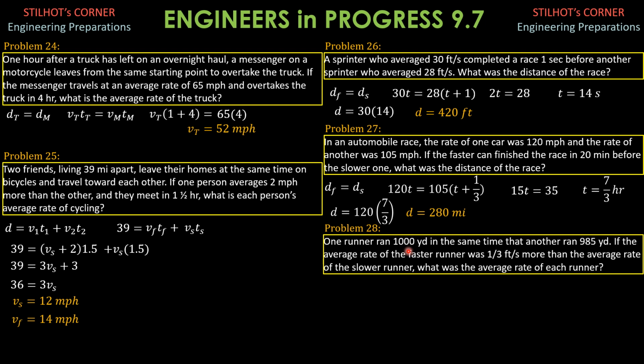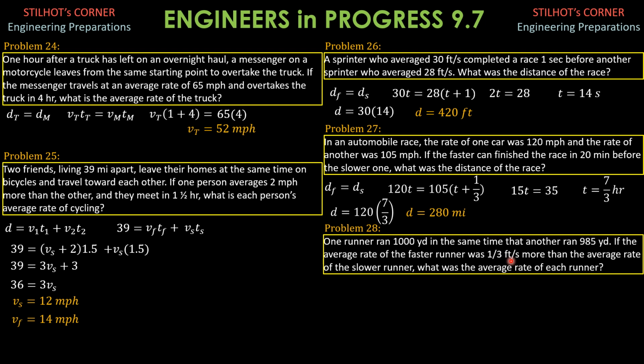So time is distance over rate. The average rate of the faster was 1/3 foot per second more than the average rate of the slower one. So if we express the average speed of the faster runner as v of the slower plus 1/3 foot per second, but to be consistent with the units, the distance is in yards, so we transform 1/3 foot per second to yards per second. Since 1 yard is 3 feet, we have to divide 1/3 by 3, and that is 1/9 yard per second.